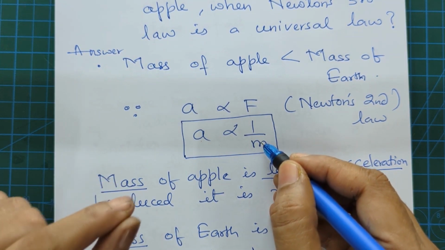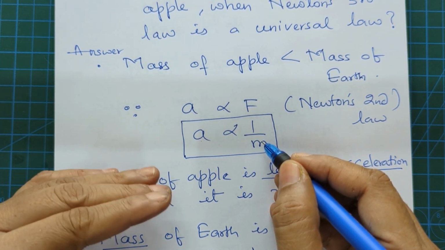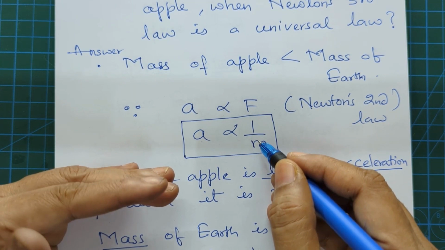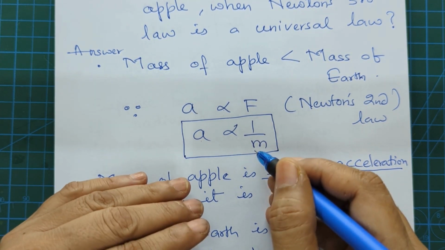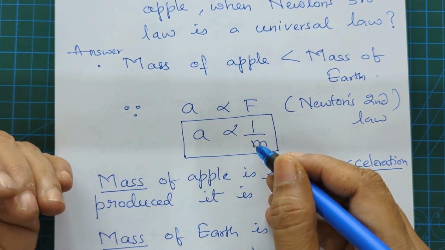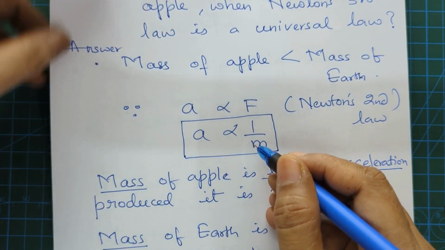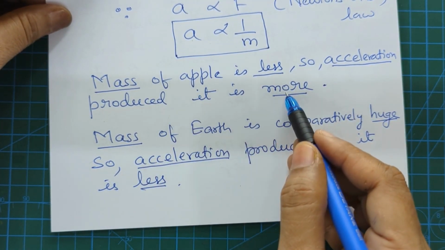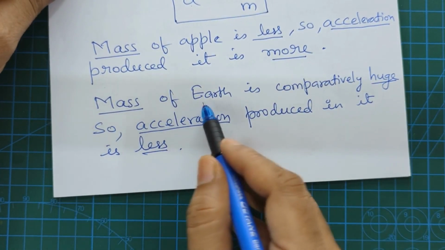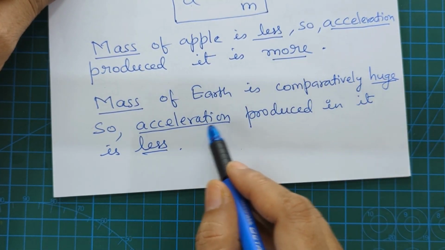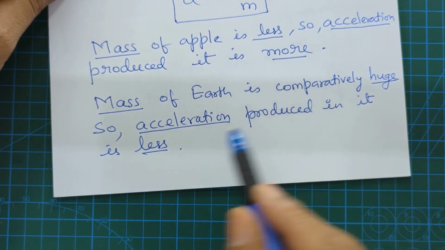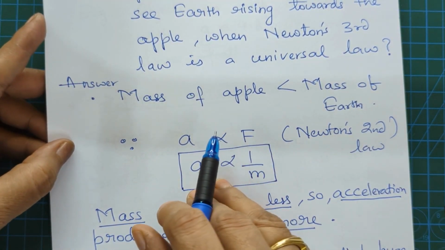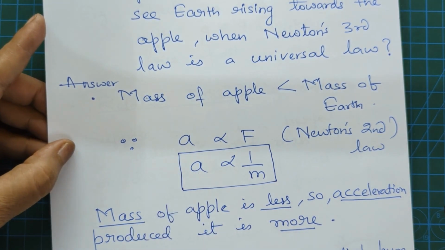So apple's mass is less, so more acceleration is produced in apple. But mass of earth is more, so acceleration produced in earth due to apple's gravitational force is comparatively less. Mass of apple is less, so acceleration produced in it is more due to earth's gravity. But mass of earth is comparatively huge, so acceleration produced in earth is less due to apple's gravity. That is the answer, that why we see apple falling towards earth and we don't see earth falling towards apple.